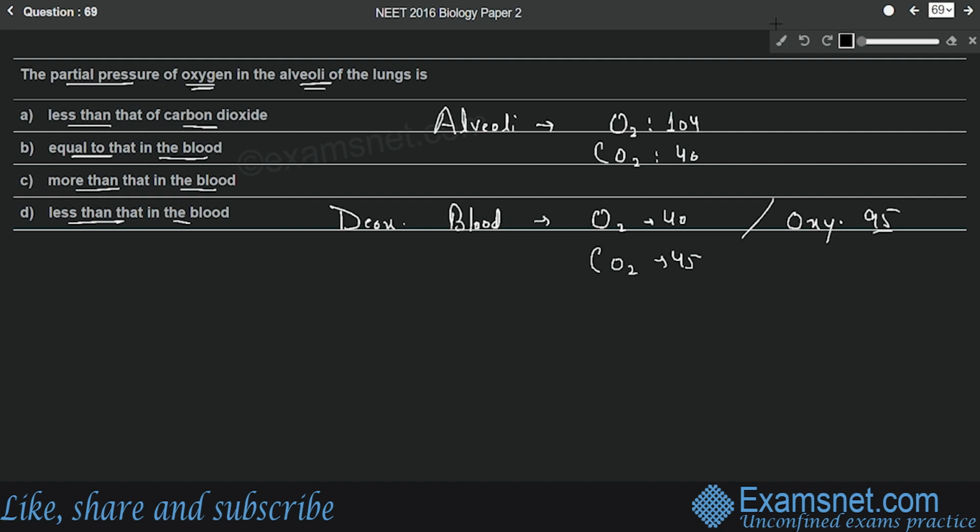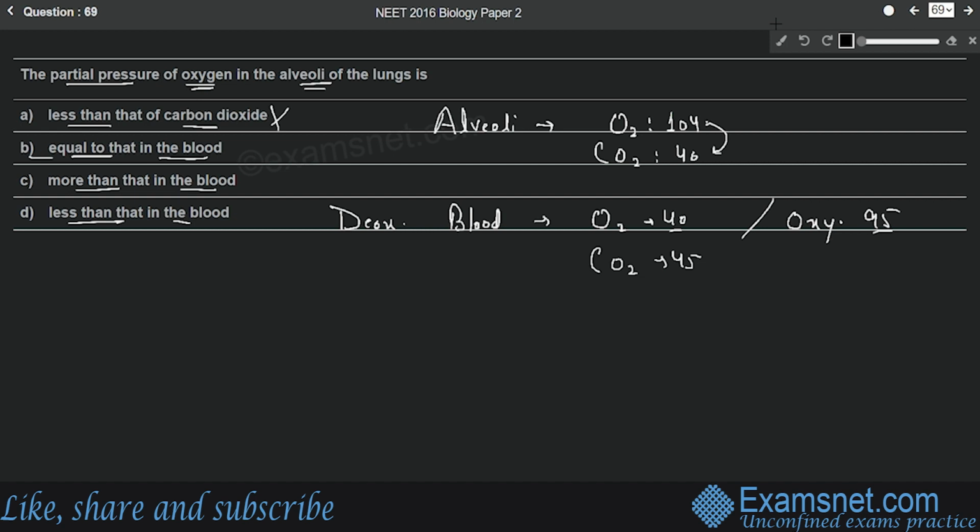Now let's see the options. In the first option, it is said that it is less than that of carbon dioxide. We can see that the partial pressure of oxygen in the alveoli is not less than that of carbon dioxide. It is more than that of carbon dioxide. So this is an incorrect statement.